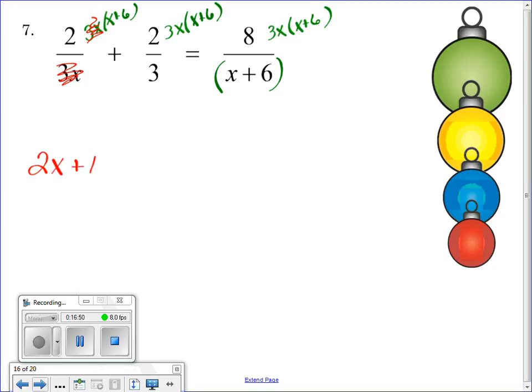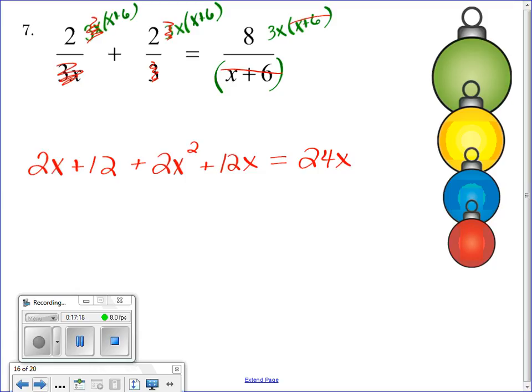2x plus 12 plus, cancel this 3. What do we got? 2x squared plus 12x. It's like you're distributing 2x throughout that. Equals, x plus 6's are gone, 24x.